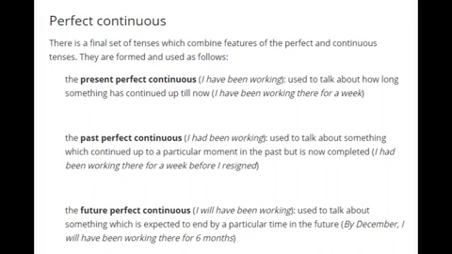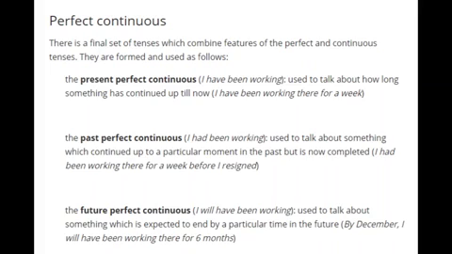Okay. Now the past perfect continuous. I had been walking. It is used to talk about something which continued up to a particular moment in the past but is now completed. Example, I had been working there for a week before I resigned.